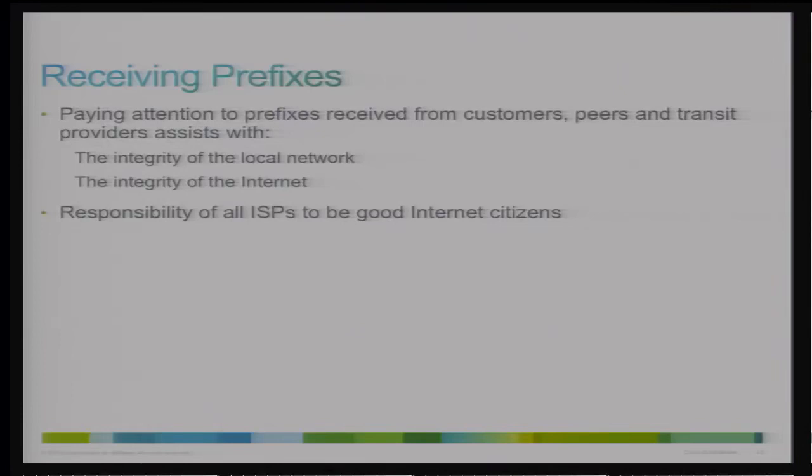So the key is paying attention to the prefixes you are receiving, whether from a customer, peers, or transit providers, and making sure your local network integrity is preserved: that you don't receive your own prefix advertised from other networks, or private IP addresses, because you may be using those in your own network. Make sure you filter all the bogons. But the internet is basically built on good internet citizenship, so be good internet citizens essentially.